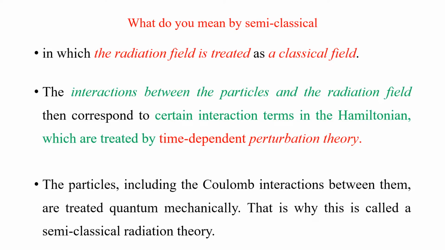First, we will see what is meant by semi-classical treatment, in which the radiation field is treated as a classical field. That is, the electromagnetic fields are treated as a classical field, and the interaction between the particle and the radiation field then corresponds to a certain interaction term in the Hamiltonian, which is treated by time-dependent perturbation theory. Hence we are calling this a semi-classical treatment. The particles, including the Coulomb interaction between them, are treated quantum mechanically. That is why this is called semi-classical radiation theory.